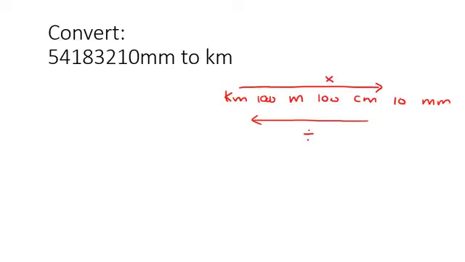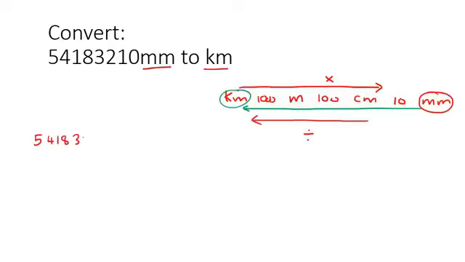So here's our last example. In this one, we're going to go from millimeters, that's over there, all the way to kilometers. So we're going to the left. You see that? We're going to the left-hand side. Let's do that in a different color. So we're going like that. Because we're going left, we're going to divide. We're going to take this number, 5,418,321,0, and we're going to divide by all the numbers that we pass.